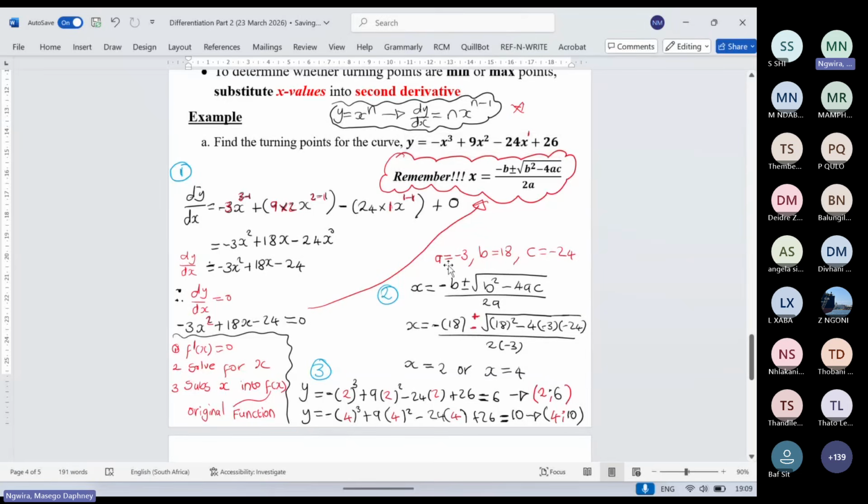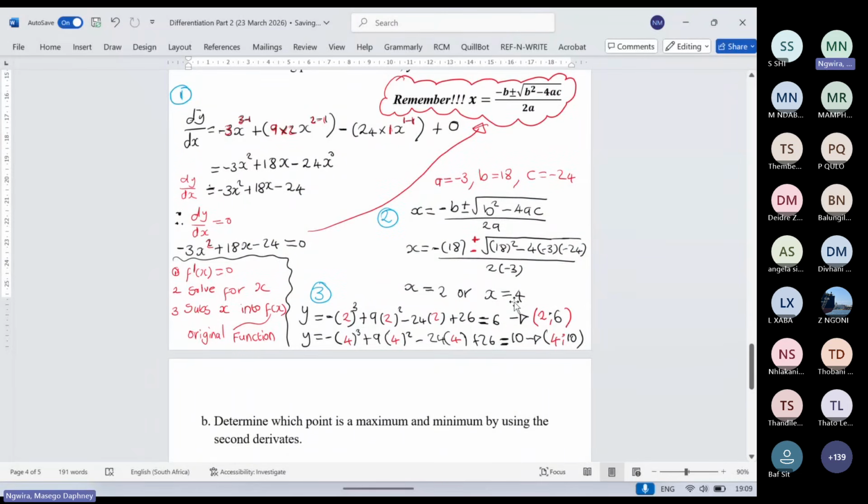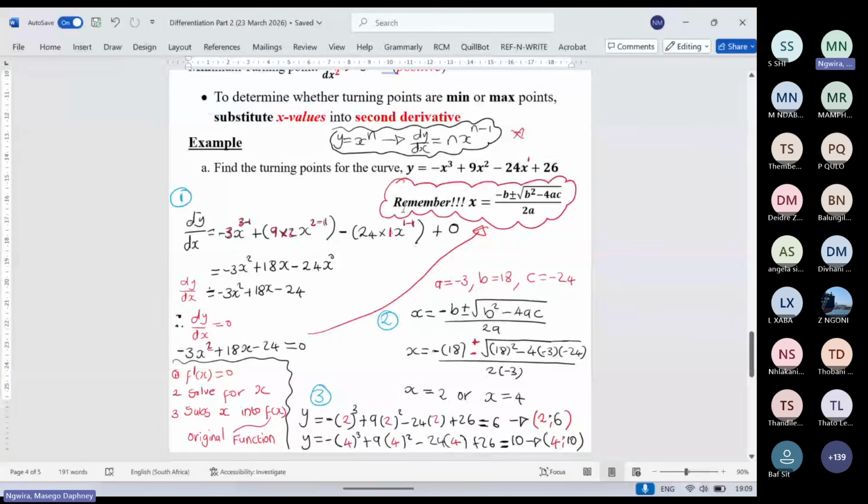Yes, I see a hand. Hi, ma'am. Can I please ask a very blunt question? Why would we substitute the known values to the original equation, whereas we got the values from the derivative?